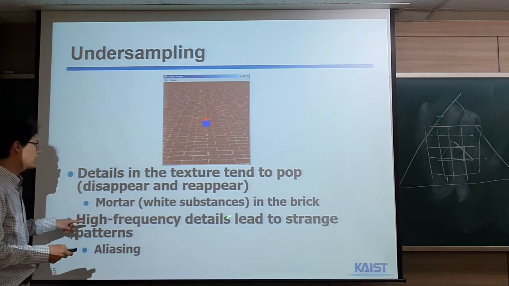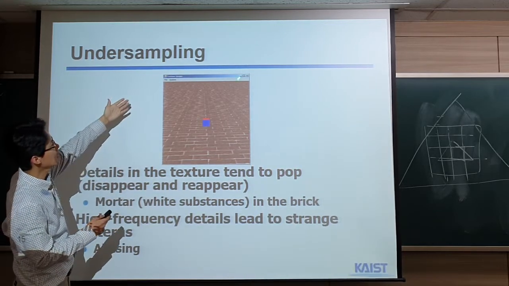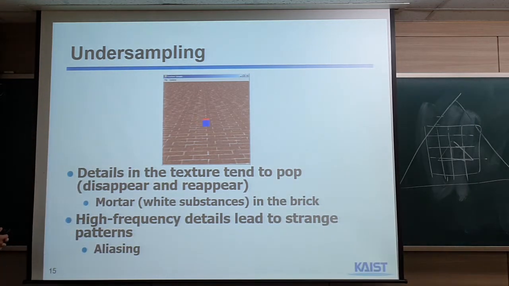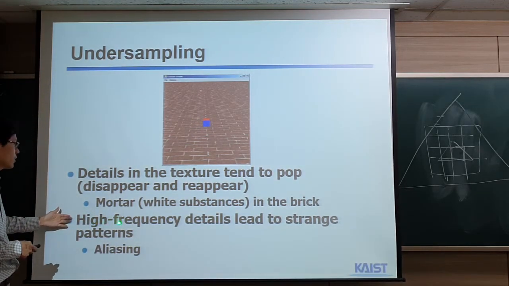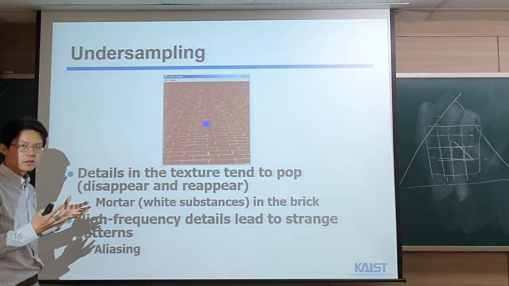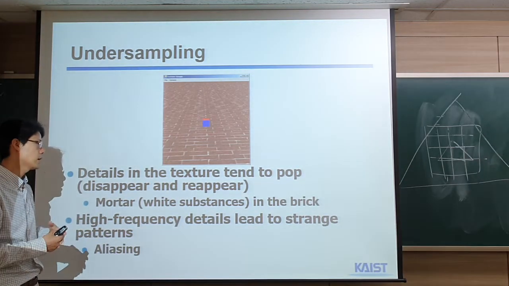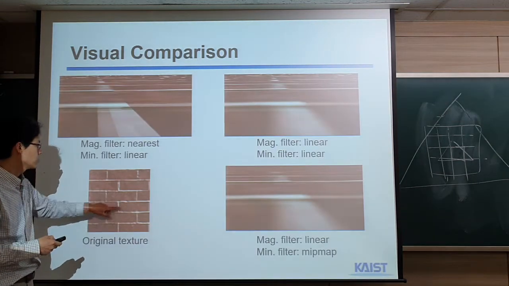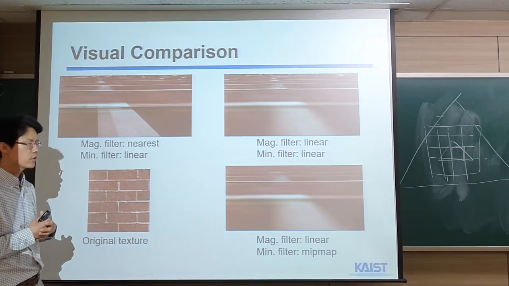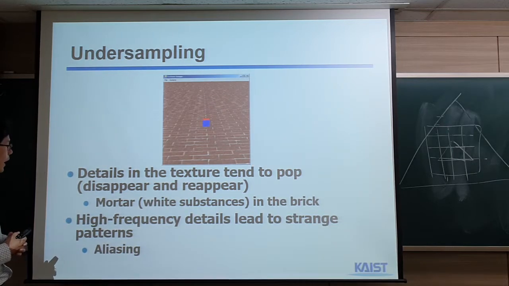Actually, this white substance is known as the mortar. Basically, the white color appears here and there, but you can see it in some particular pattern, right? Which is pretty bad, right? So as I mentioned before, the high frequency details. I didn't really define what the high frequency details are, but you can see the edge or the boundary, something like that, leads to the strange pattern. In other words, this white color along here, the color changes a lot, right? Drastically, right? It makes a high frequency color change, and that leads to the very strange pattern here. That's known as aliasing.